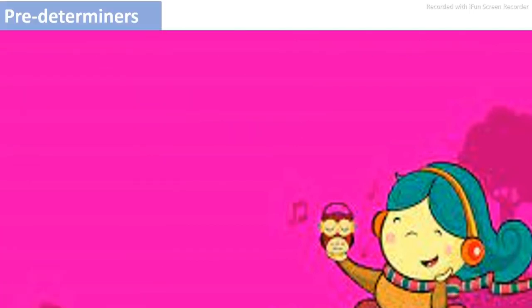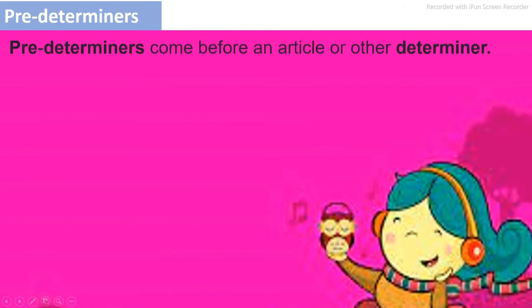Now the last type of determiner is predeterminers. Let's have a look at the predeterminers. As the word suggests, pre means before. So predeterminers are also used before generally an article or other determiner. That means determiners are already there in the sentence, but before them there is one more determiner used, and they are called predeterminers. This type of predeterminer is actually used to express more than the specified amount.